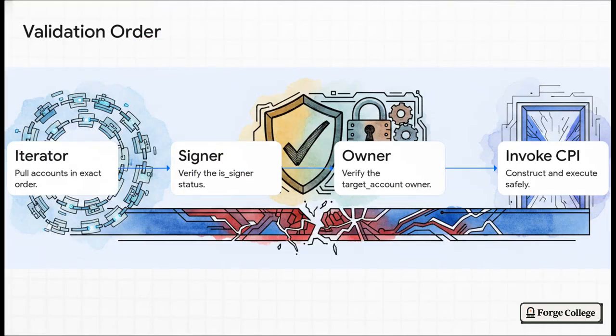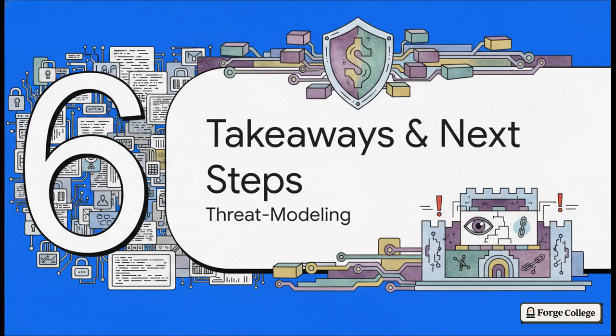So let's see how this builds into a strict, non-negotiable validation order. 1. Pull the accounts via the iterator. 2. Verify the is_signer status. 3. Verify the target_account owner. And only then, at step 4, do you construct and invoke your cross-program invocation. Exact ordering is absolutely critical here, guys. You must validate the signer and the owner before you ever build or issue the CPI to prevent irreversible local state changes.